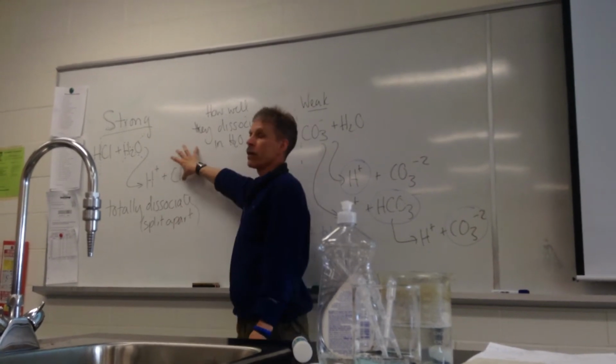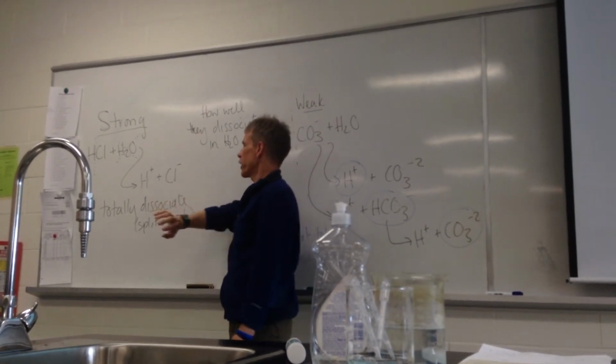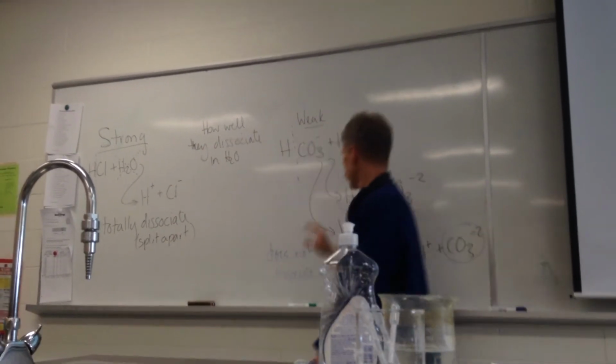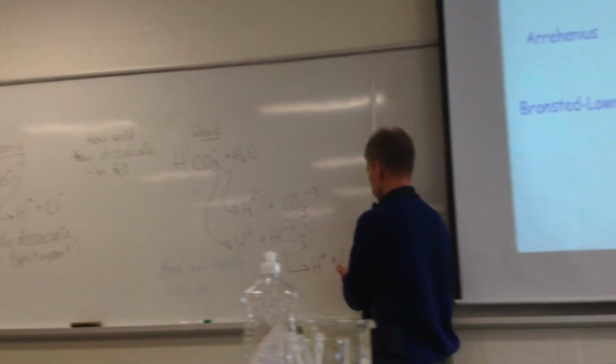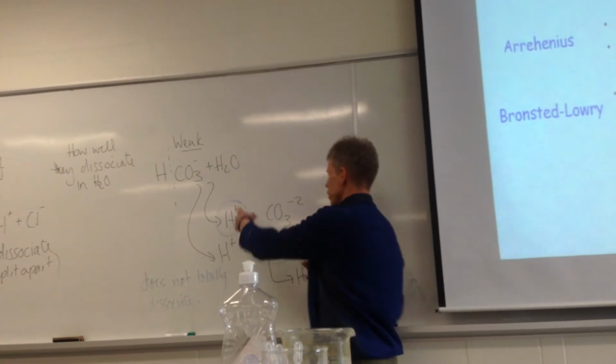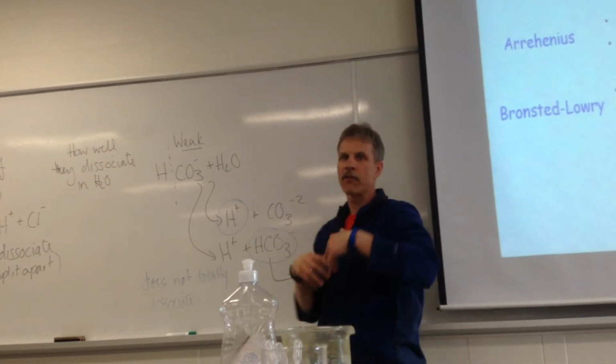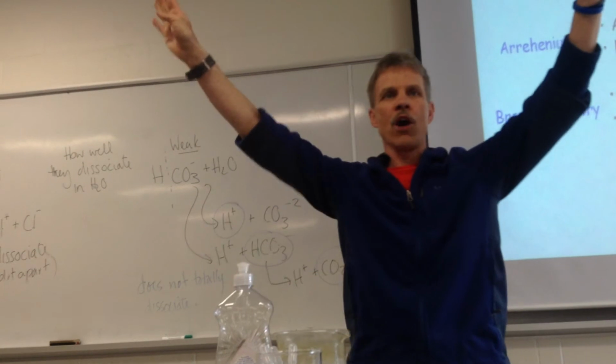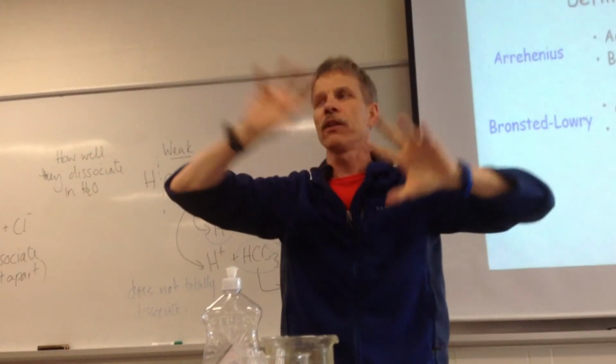So this one is fast, in other words, all you get is H plus and Cl minus. Whereas this one, eventually we'll get to H plus and CO3 2 minus, but it takes a couple steps to do that. So you always have this, this, and this. So you never have just 1 and 1. You only have a little bit of this, a little bit of that, a little bit of that.